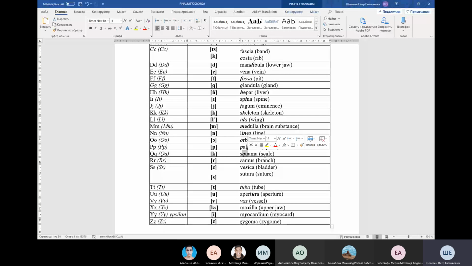The stress in Latin words is very important. And the suture will be pronounced as sutura. Sutura.